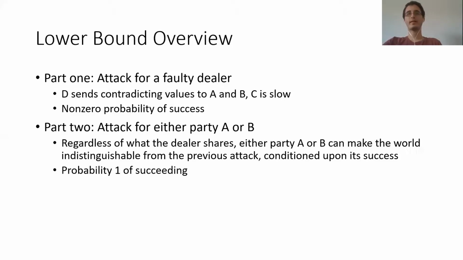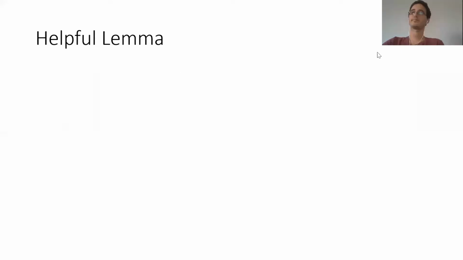Then, the second attack will take that non-zero probability of success and boost it to probability 1 of succeeding. We'll show an attack for either party A or party B. And regardless of what the non-faulty dealer in this case shares, one of those parties can make the world indistinguishable from the previous attack conditioned on success. Now, if we look at party C, it doesn't know what to output. Party A and party B have contradicting values, and it can't decide.